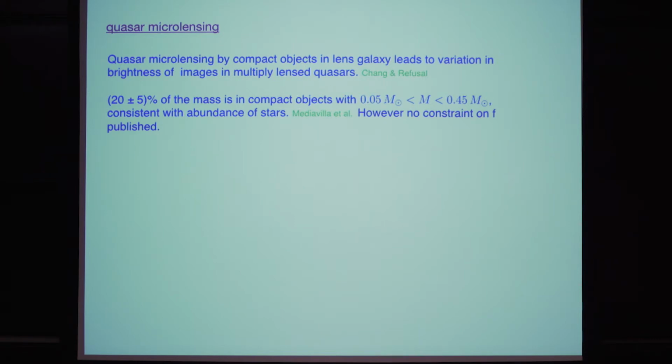There's been some work historically and also recently by Media Villa et al. where they've looked at this. The result is that in this mass range, 0.05 to 0.45 solar masses, only 20 plus or minus 5% of the mass in galaxies, in halos in general, can be in compact objects. So this isn't a detection of dark matter in the form of compact objects. This fraction is pretty much what you expect to be there in stars.